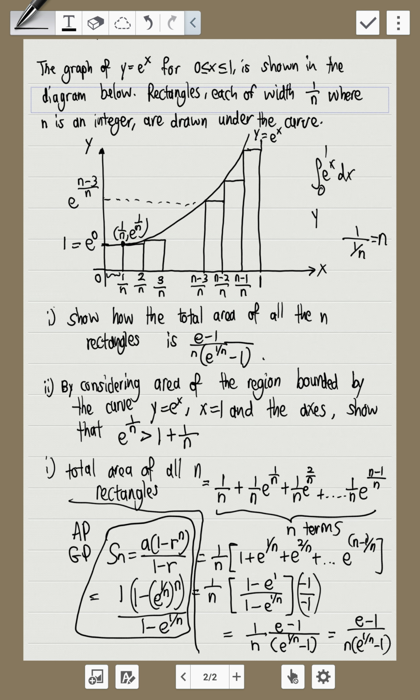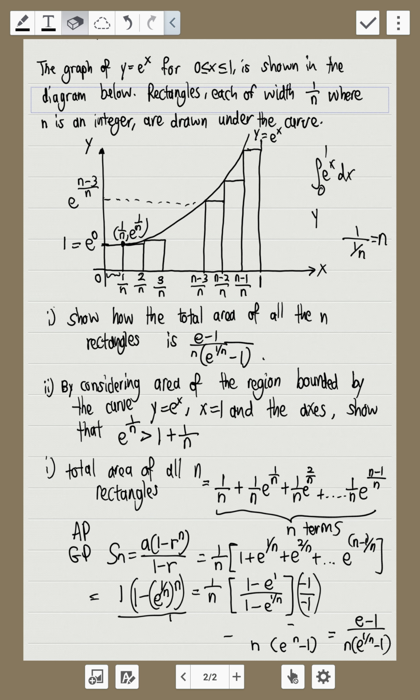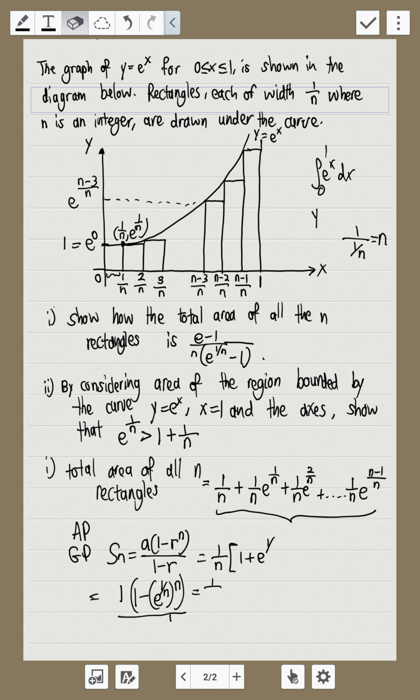Okay, so next step, I'm going to erase all of this and we come to the second part of the question. Take a minute to look at the second part of the question.